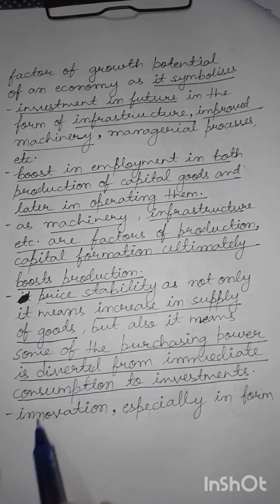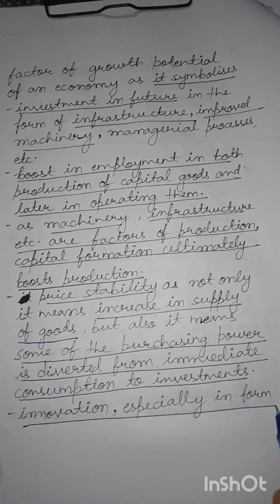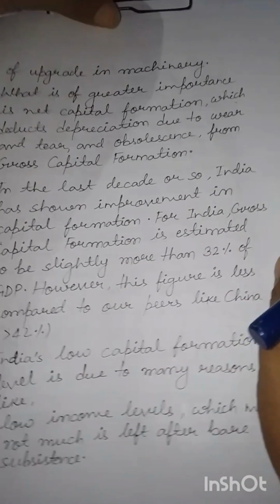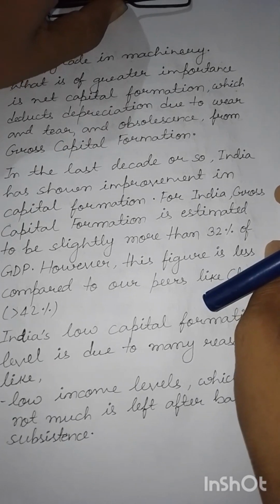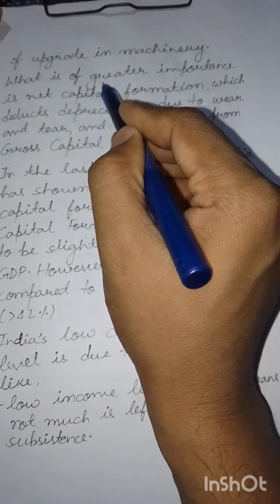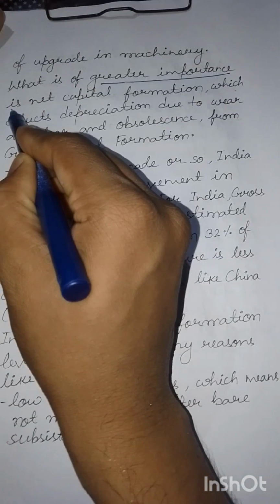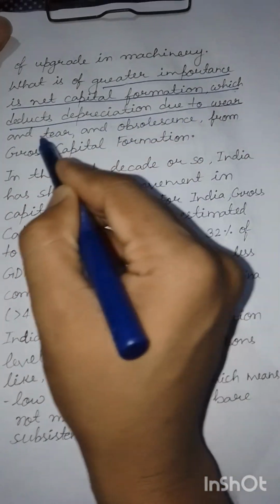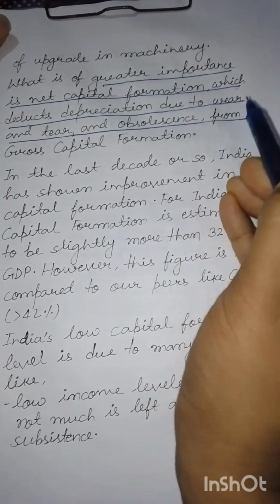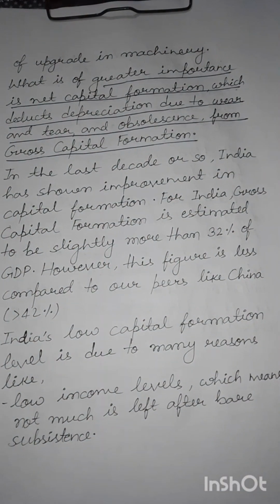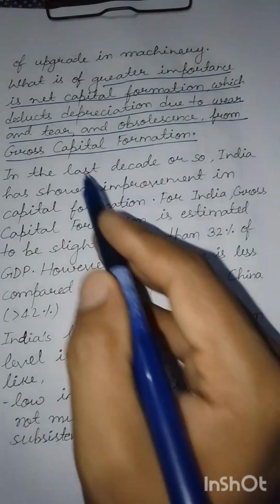Innovation, especially in the form of upgrade of machinery, processes, and so on. Now, again, this is an intuitive point: what is of greater importance is net capital formation, which deducts depreciation due to wear and tear and obsolescence, that is things becoming old, from gross capital formation. So net capital formation is still more important than gross capital formation.